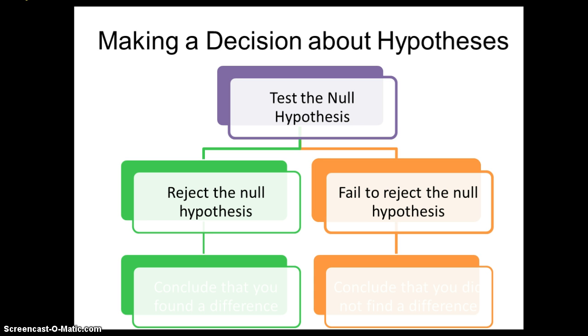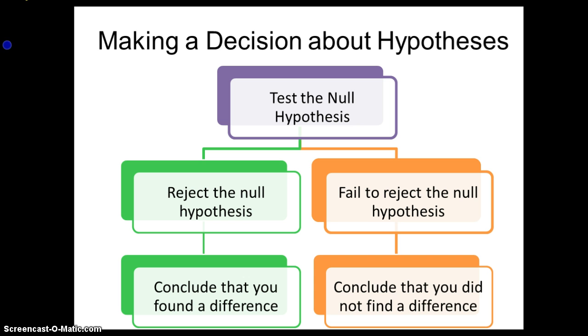I know it's kind of a strange way of thinking about these things, but since we're always testing the fact that they're the same, and there are many, many ways that they can be different, then there's only one way that they can be the same, which is that they essentially have the same means. So when we reject the null hypothesis, we're concluding that we found a difference, and when we fail to reject the null hypothesis, we are concluding that we did not find a difference.